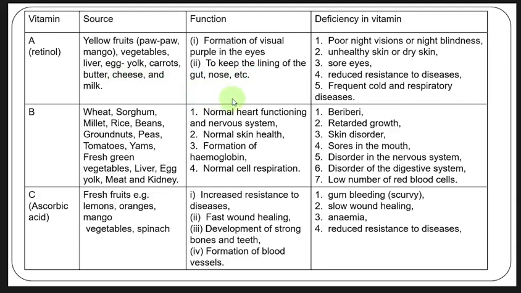All right, then deficiency in vitamin A can cause poor night vision or night blindness. So people won't be able to see clearly during dark time or at night if they lack vitamin A. Also, there will be unhealthy skin or dry skin, and there will be sore eyes, and then reduced resistance to diseases, and also there will be frequent colds and respiratory diseases.